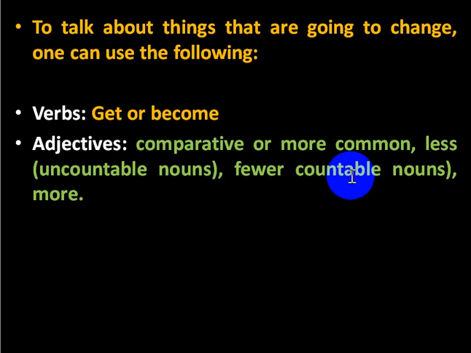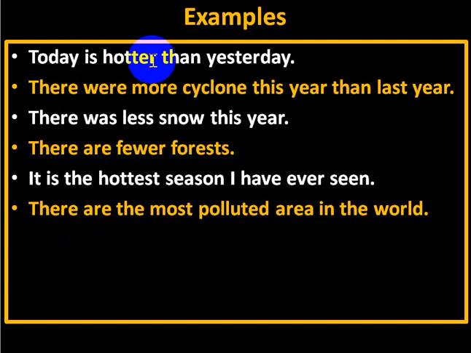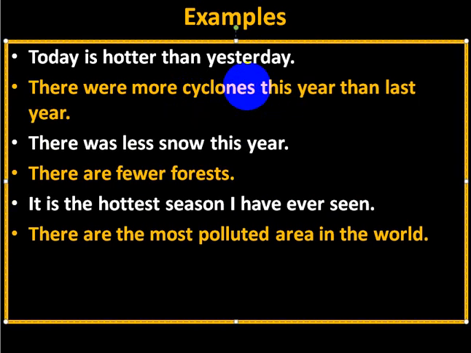Here we have examples. Today is hotter than yesterday. So the adjective is hot. Then, there were more cyclones. Here we don't have an adjective, we have a noun, so I can use more and less followed by a noun. There were more cyclones this year than last year. There was less snow this year. We use less with a non-countable noun, and we use fewer with countable nouns. There are fewer forests.